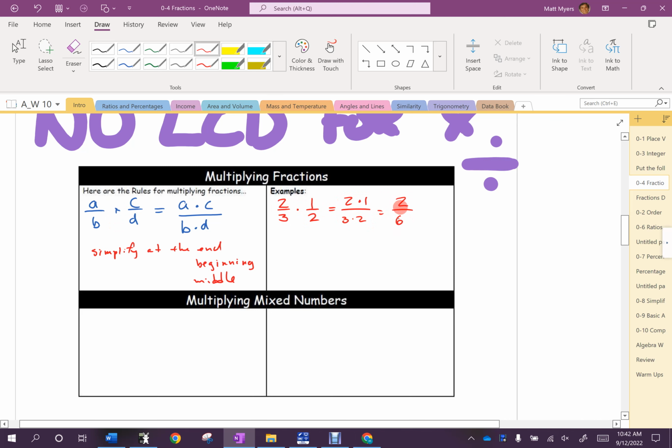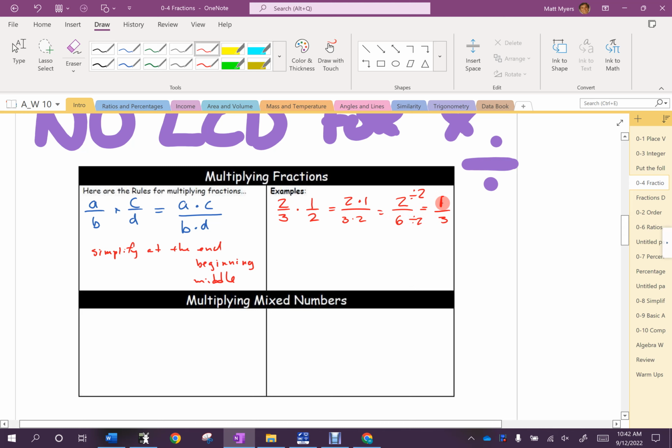Now, can I simplify that? How? Simplifying makes numbers smaller, yes? So we're smart people. When we had to make the numbers bigger, like in adding, we multiplied, yes? So what makes the number smaller? Divide. Is there a number that divides into 2 and divides into 6? 2. What is 2 divided by 2? 1. What is 6 divided by 2? 3. Done.